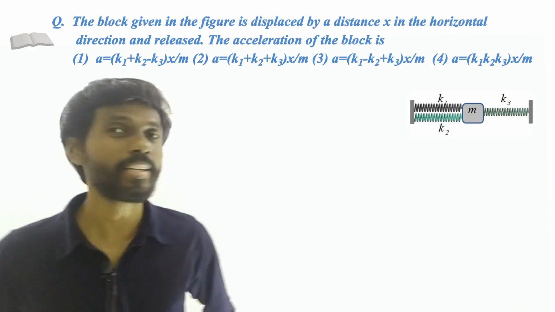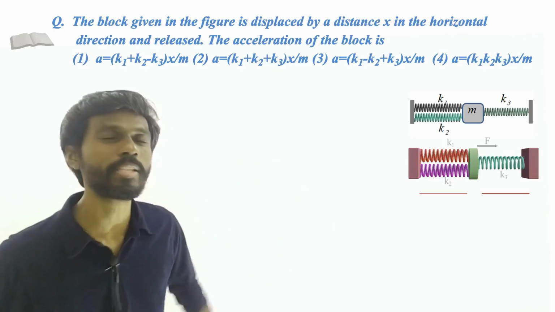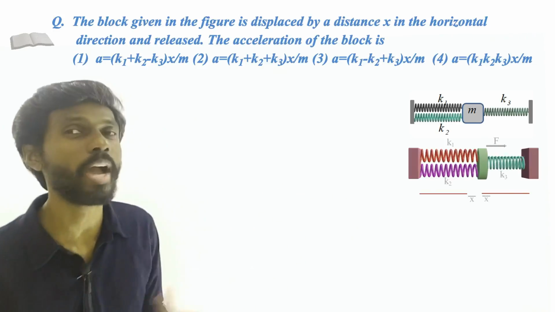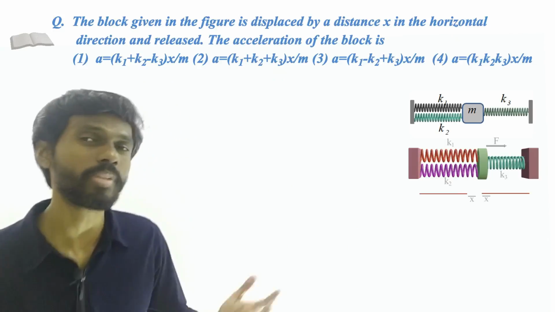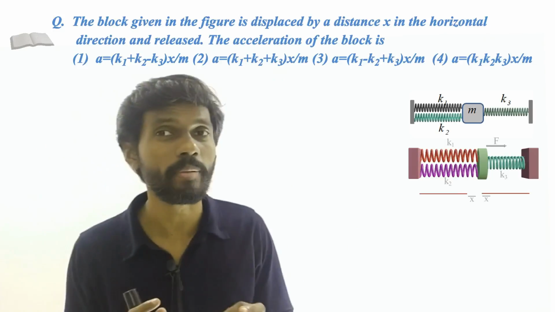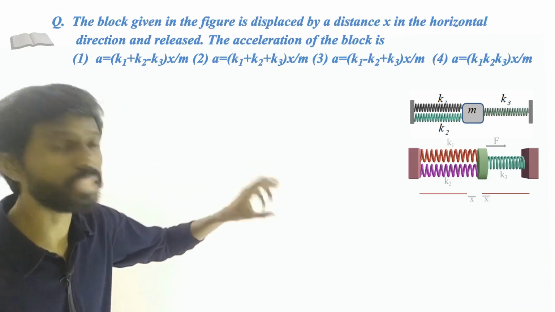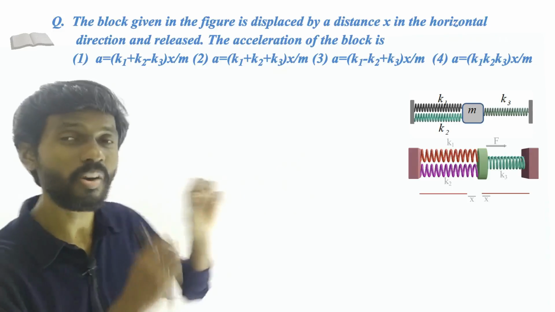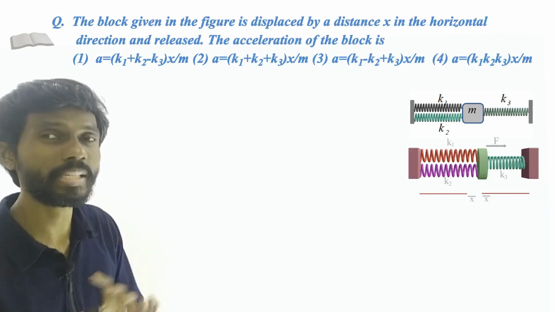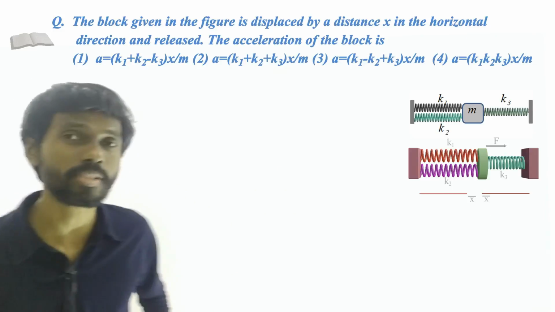Here a block is connected to three springs. This block is displaced by x units to the right or left. We have to find the acceleration of the block. Force equal to mass times acceleration will give you the required acceleration. But what is the force here? The force is due to all the three springs. So let us find the total force exerted by these three springs on the block, and then force equal to mass times acceleration will give you the required acceleration.